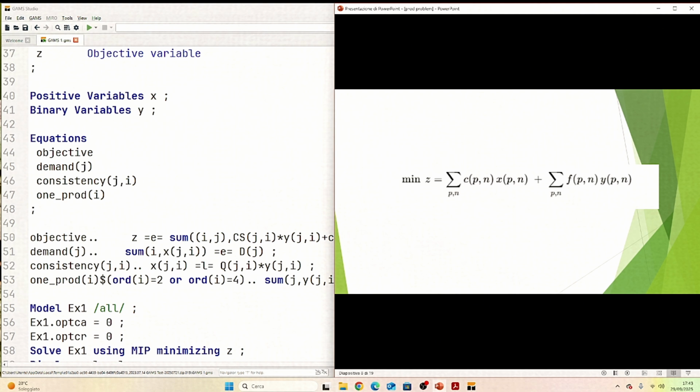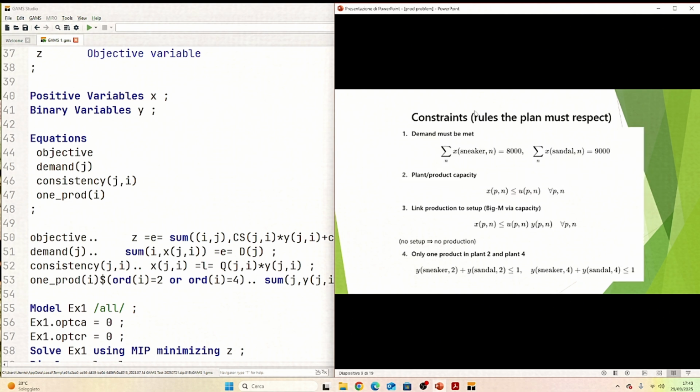The first constraint is to meet the demand exactly. The total sneakers made across all plants must equal 80,000, and the same for sandals, which must equal 90,000. There are no shortages and no overproduction.